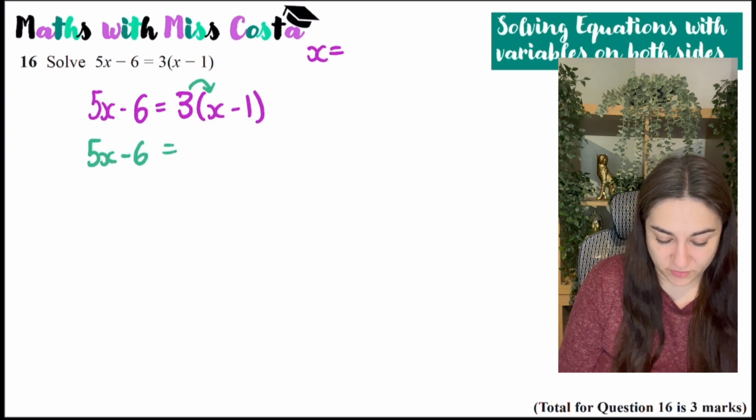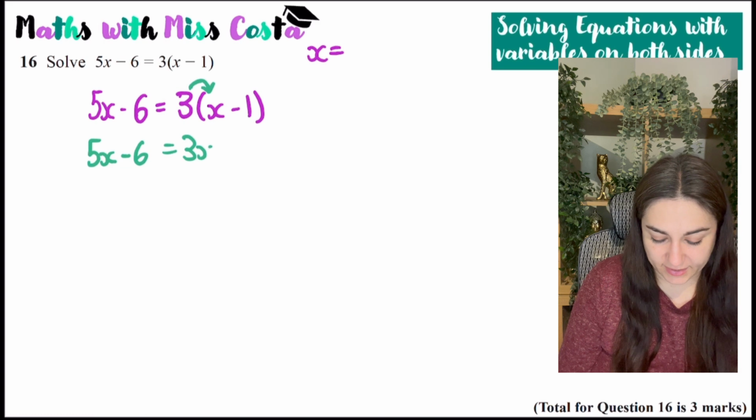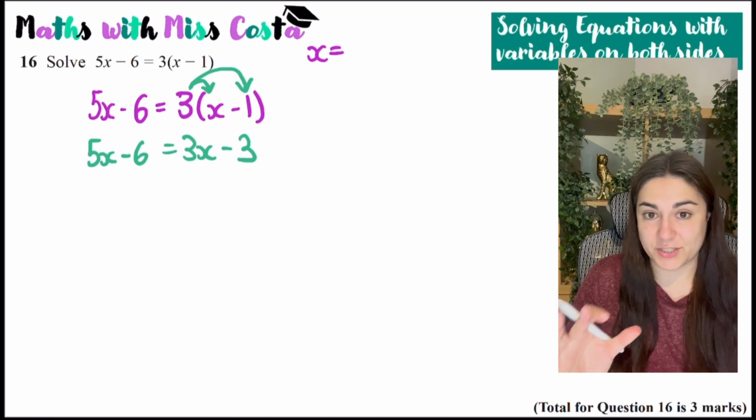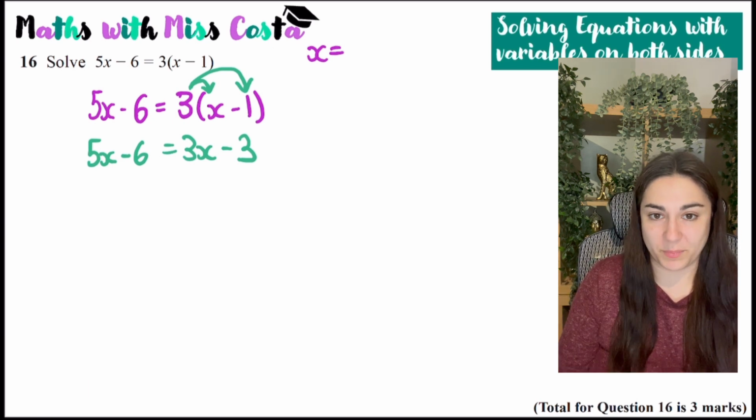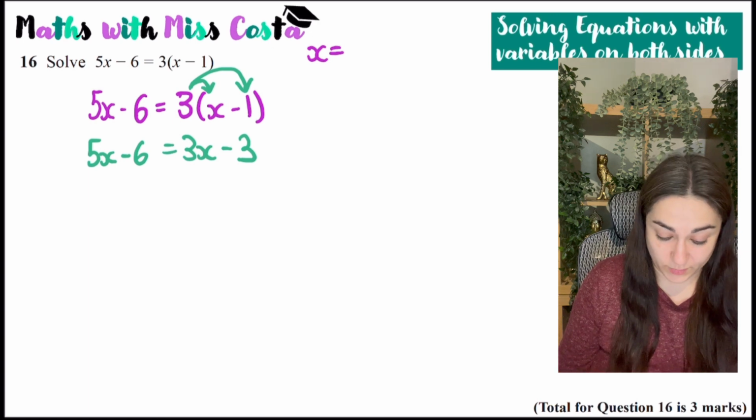So on this side, I'm not touching it because I'm only expanding on this side. So 3 times x is going to be 3x, and 3 times -1 is going to be -3. So now I have a two-sided equation, and whenever you have x on both sides, there's a little trick that we always use.